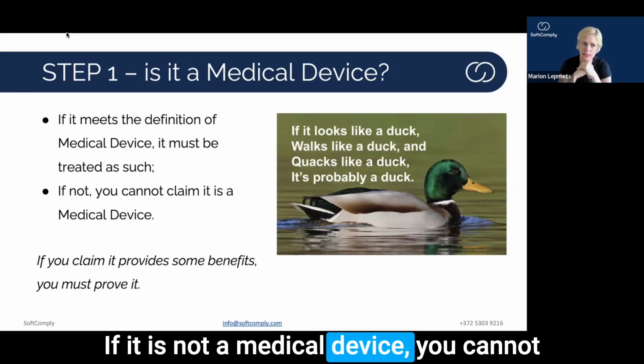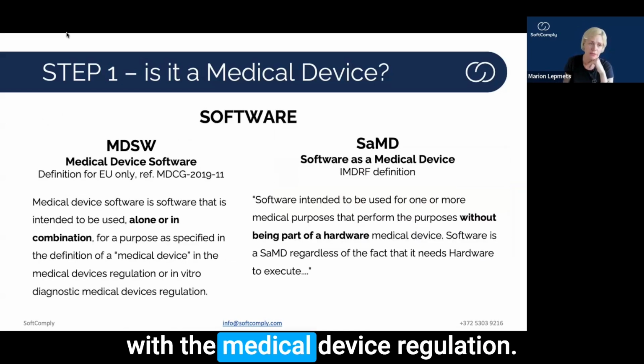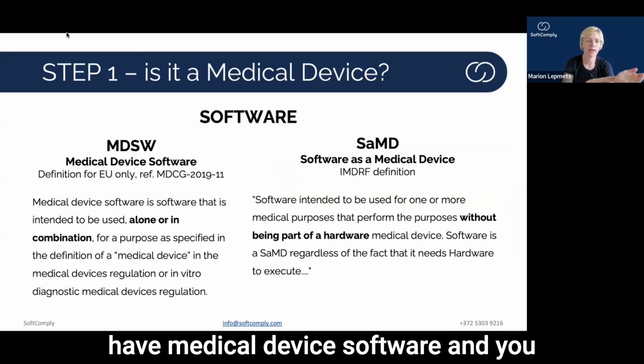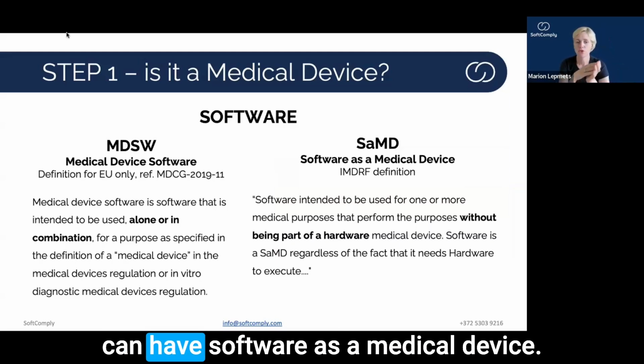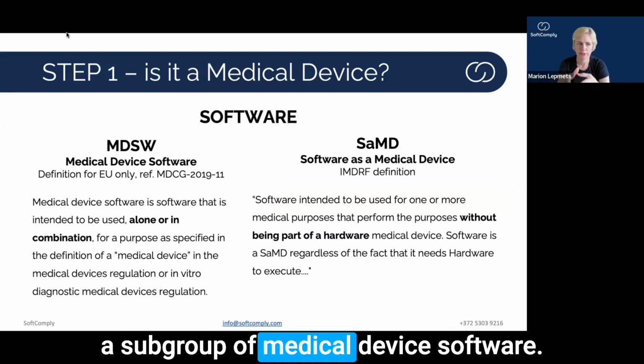If it is not a medical device, you cannot claim it is, but you can, of course, comply with the medical device regulation. So when it comes to software, you can have medical device software, and you can have software as a medical device. SAMD, or software as a medical device, is a subgroup of medical device software.